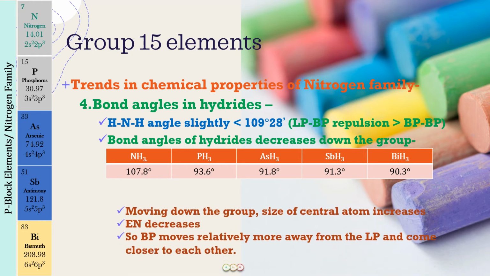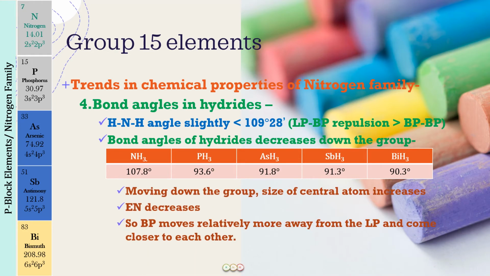So now why are they decreasing down the group? Because as we go down the group, the size of the central atom is going to increase. The electronegativity of the central atom is decreasing. So the bonded pairs can relatively move away from the lone pair and come closer to each other. Because now they have space, the repulsion between the bonded pairs of electrons is going to be less. So they will be coming closer to one another, and to minimize the repulsion from the lone pair, they will be moving away from the lone pair.